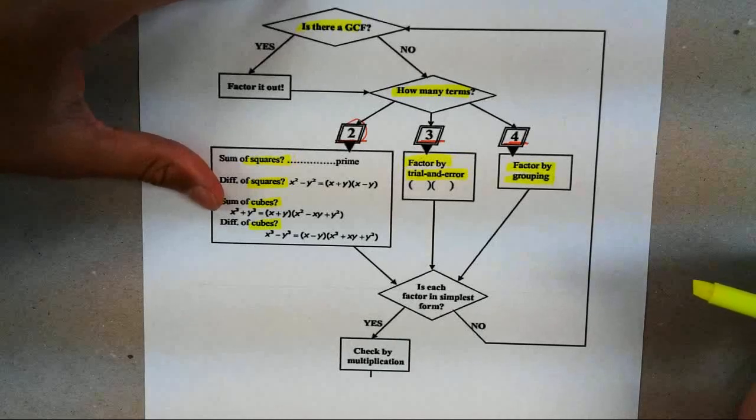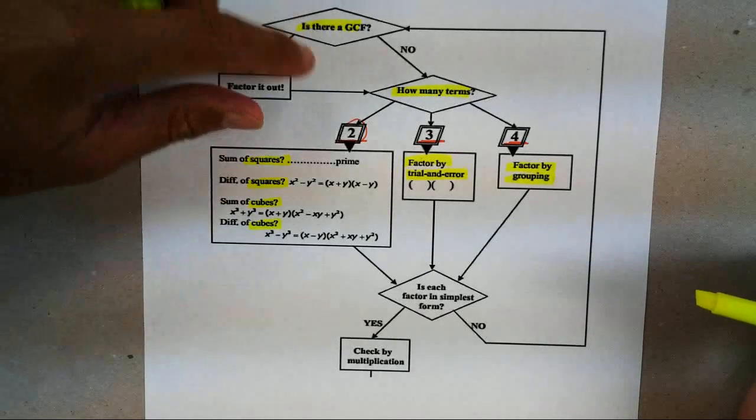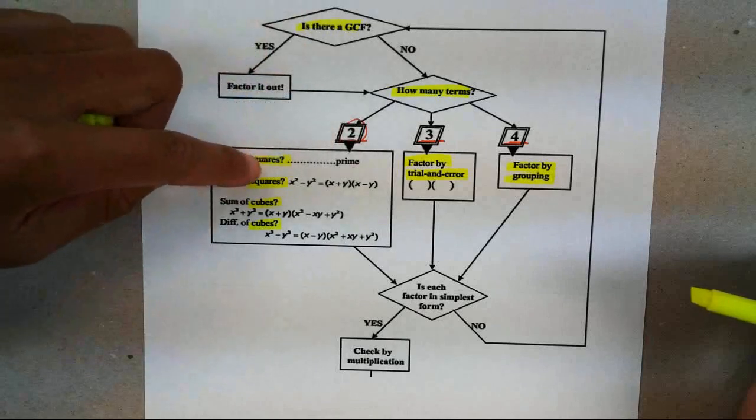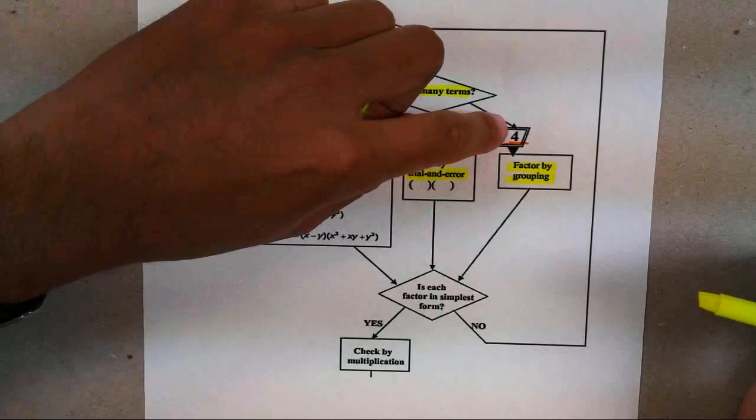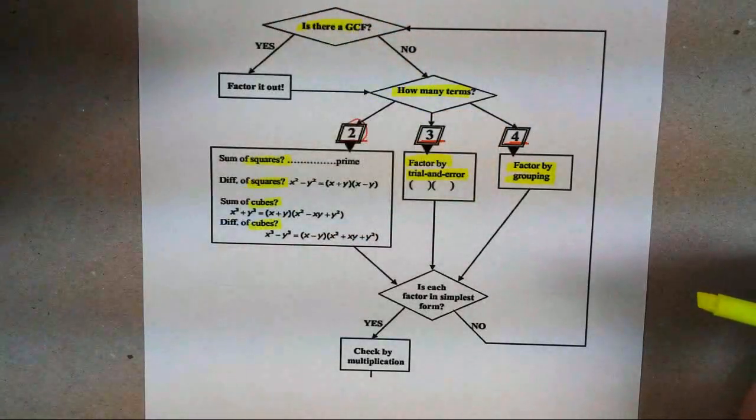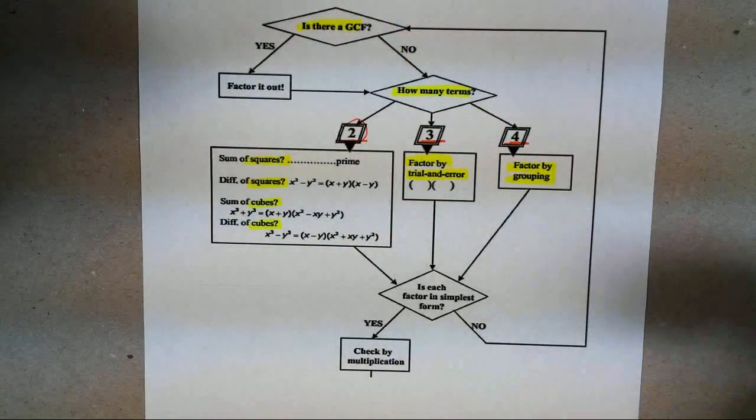Okay? This is the most important question. How many terms are in your equation? Because I want you to memorize that if there's 2 terms, it's either a square or a cube. If there's 3 terms, factor by trial and error. And if there's 4 terms, factor by grouping. That's going to happen every single time.